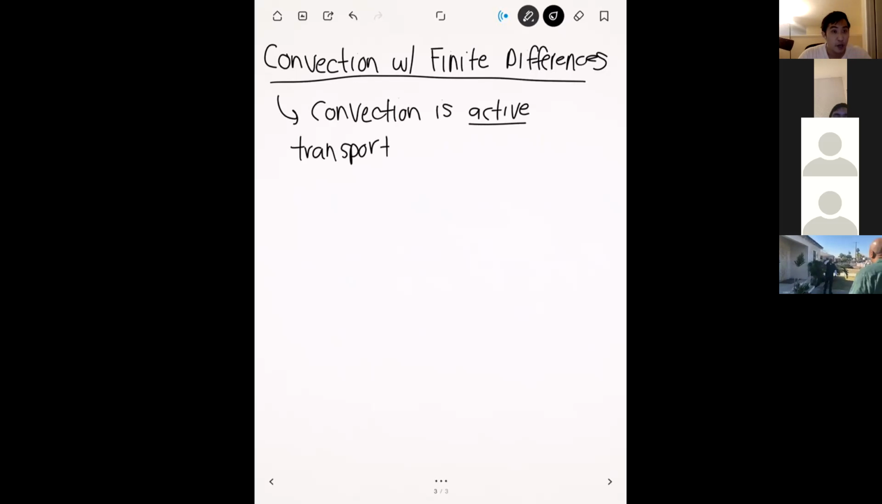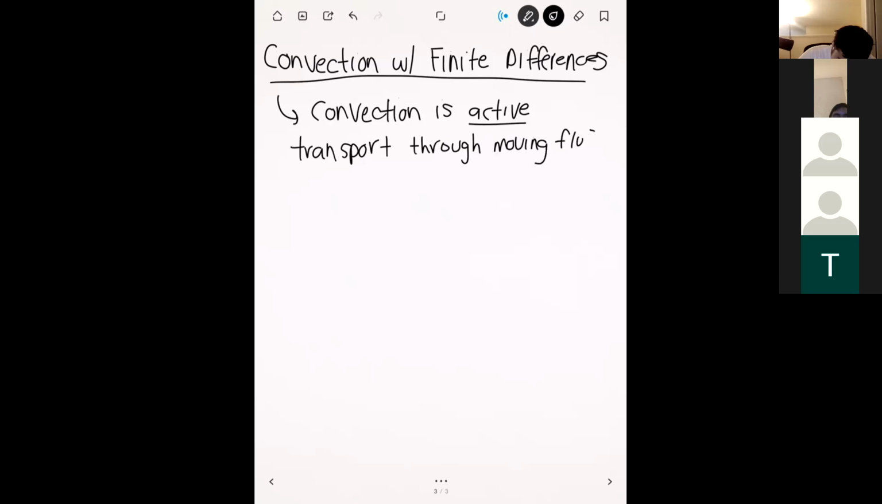Convection is characterized by an active transport. The way that we do this is that we apply a fluid field. Now we introduce a velocity into our equations, and that's going to help us transport our materials. Through convection, we're introduced to a brand new numerical issue that can arise, and that's the issue of stability.